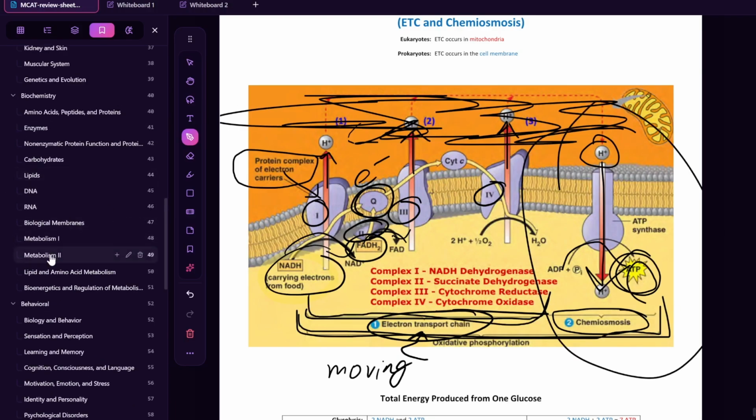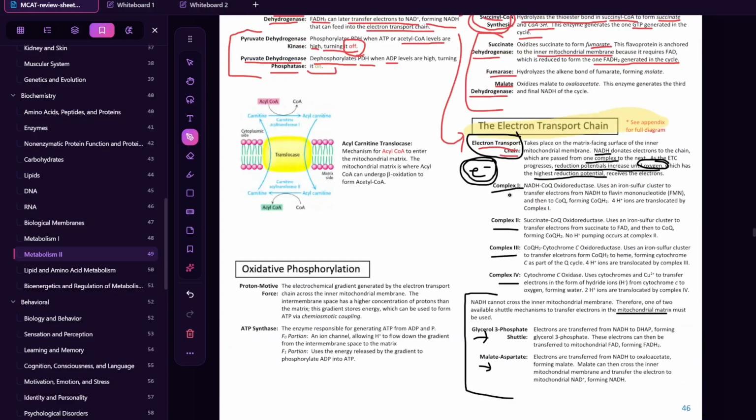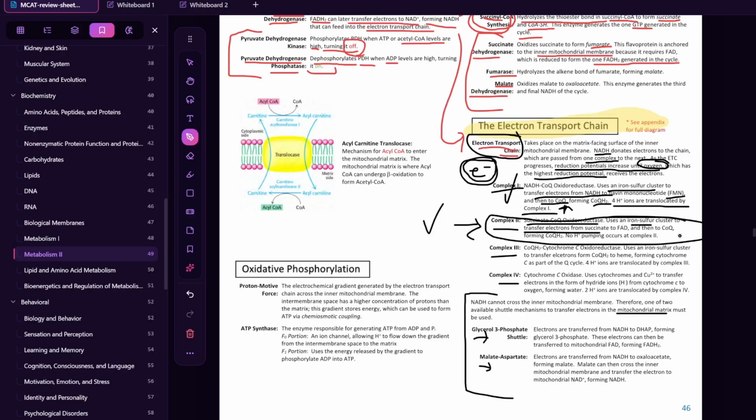So if we go back to Metabolism 2, you have complex 1, which uses iron sulfur to transfer electrons from NADH to FMN, then to CoQ, forming CoQ-H2. There are some other parts I didn't really show, but CoQ is there. 4 H+ ions are translocated by complex 1. Then you have complex 2. This is the name of it, and it uses iron sulfur cluster to transfer electrons. So you're still transferring electrons, but there's no pumping at complex 2. You're going to note that. There's no pumping at complex 2.